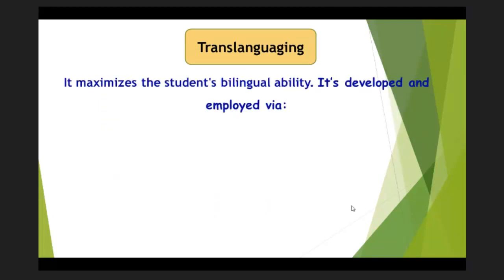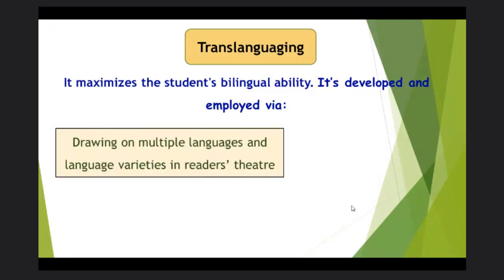In educational settings, translanguaging can be controlled by both teachers and students, and it can help to maximize students' bilingual ability. And we can develop and employ this model via some techniques like these.